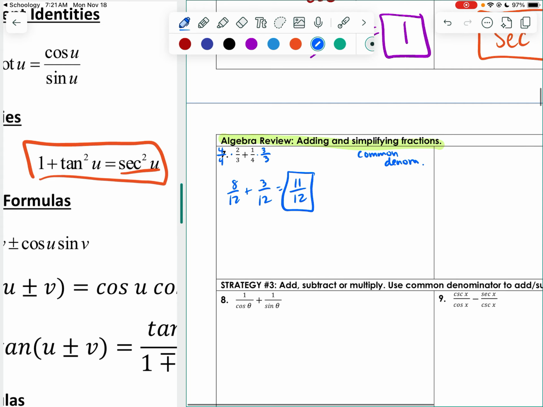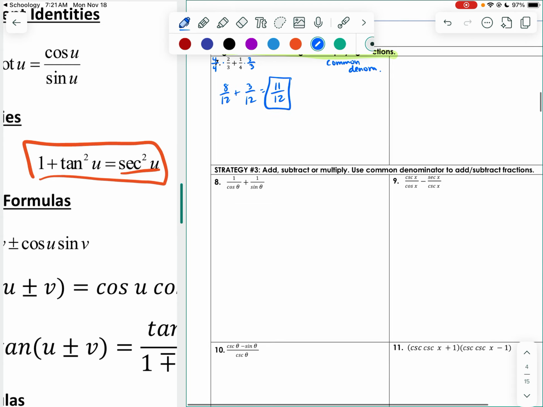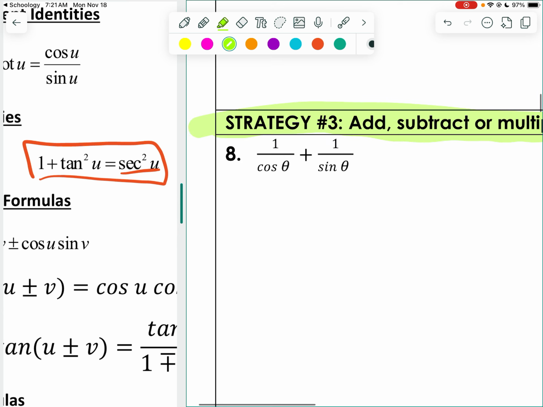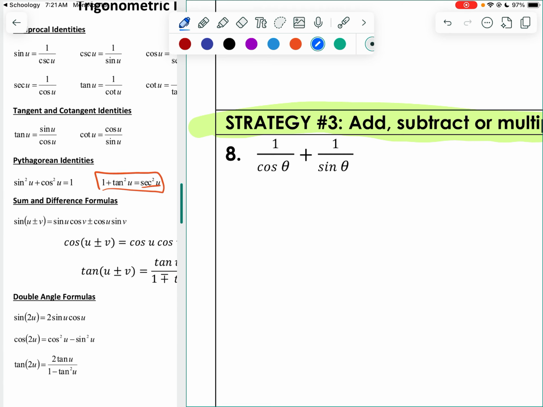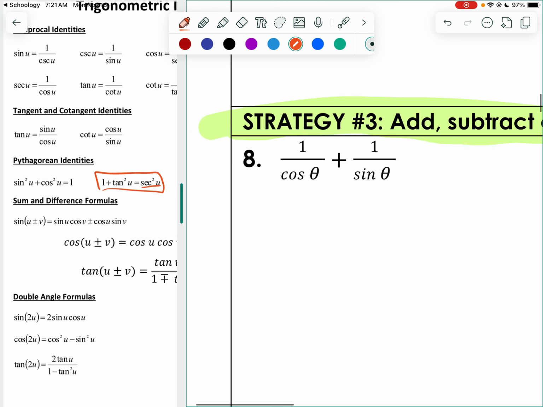Okay? So trig, it's going to be the same thing. So here's strategy 3. Add, subtract, or multiply. Use a common denominator to add or subtract fractions. Okay, so this one: 1 over cosine plus 1 over sine. I can't really break that down any more than it already is. And these, I could do like the reciprocal functions, but then I just have secant plus cosecant, and that doesn't really do me any good, right? So let's see if we can add these fractions together.